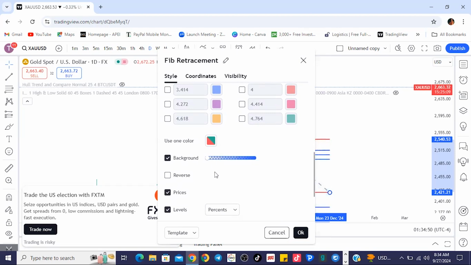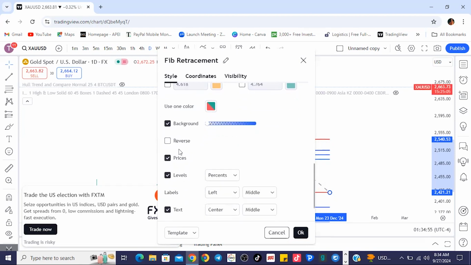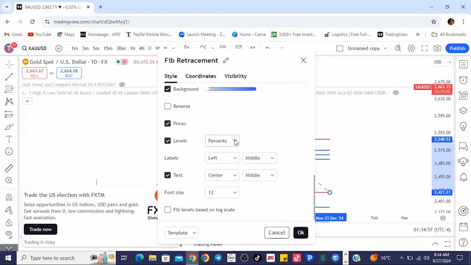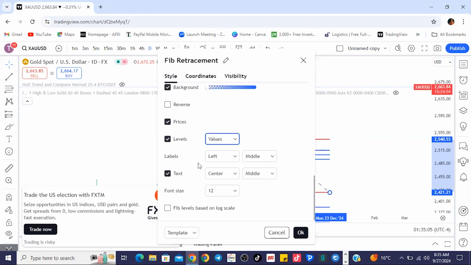Then here, this box should remain unticked. Then here for the levels, we can use values or percentage. So let's work with values this time around. Remember, in the previous video I showed you how to work with percentages. These other ones should remain like they are, so there is nothing that we need to touch there.